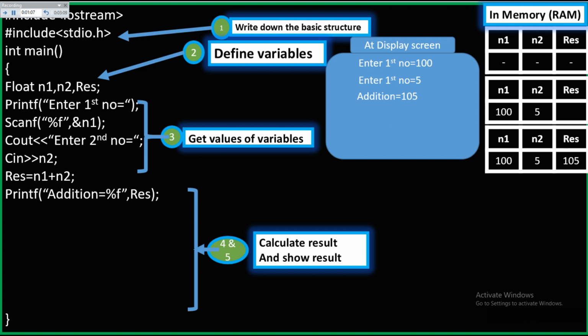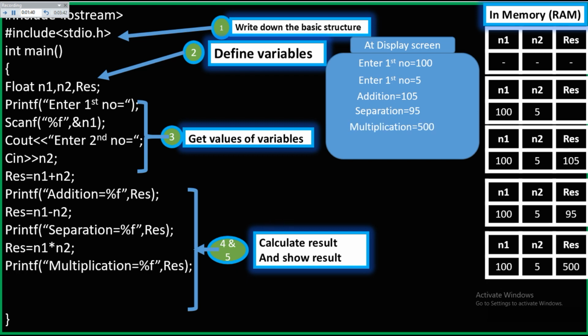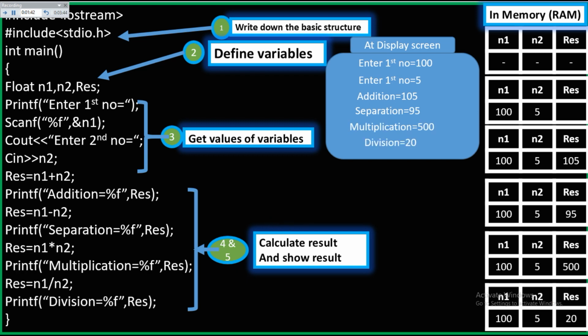In the next step, step number 4, we calculate the result. First of all, we calculate addition. So result is equal to n1 plus n2 and we get result 105, and we also display this result with the help of the printf message. Then we calculate subtraction of the numbers and display it, then multiplication, and at the end division of the two numbers.